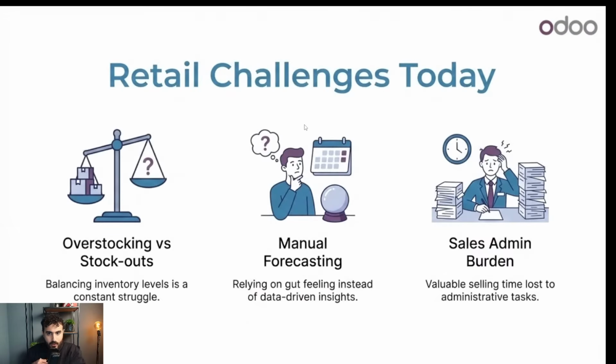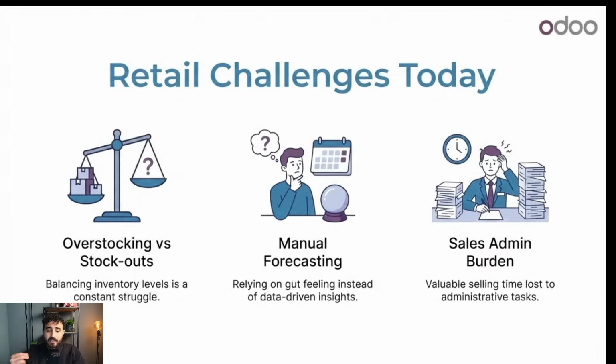First of all, we're going to talk about our retail challenges, okay? It has a lot of things, but I want to focus on the main points. First of all, it's overstocking versus stock-outs. We need to balance the inventory, right? We need to balance the levels in this constant struggle. So we don't need to focus on how a person needs to either restock or has an overstock. So let's see how Odoo can help with that.